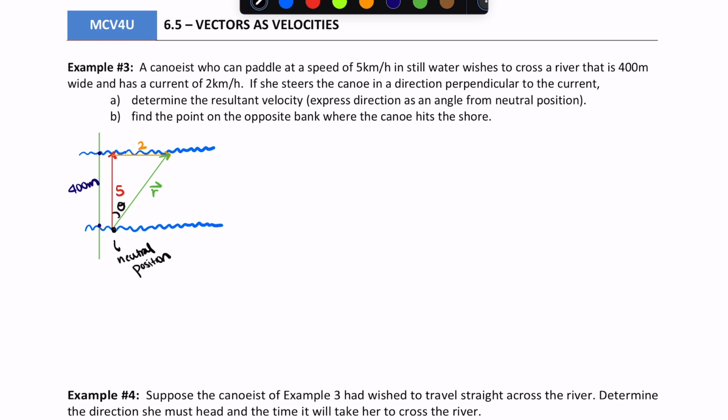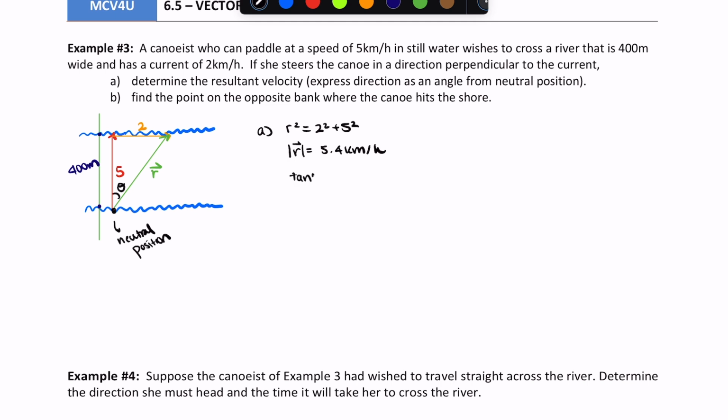Okay, so here, to find r, we'll use our Pythagorean theorem. So here we have r squared is equal to 2 squared plus 5 squared. And so the magnitude of r is equal to 5.4 kilometers per hour. Here to find our angle, we're going to use tangent theta is equal to 2 over 5. Theta is equal to tangent inverse of 2 over 5, and theta is equal to 22 degrees.